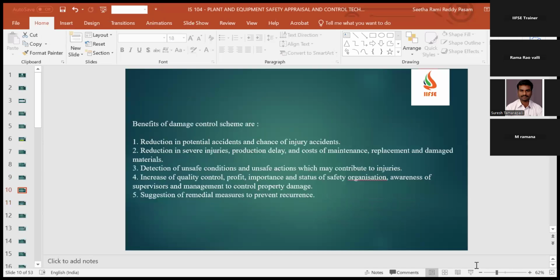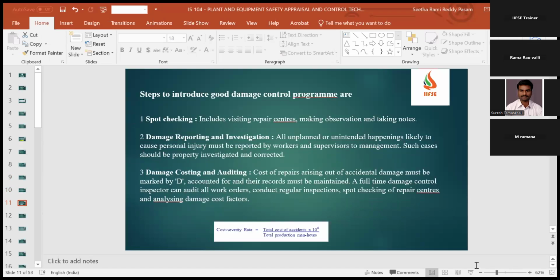Now we'll see what are the steps to introduce a good damage control program in our organizations.